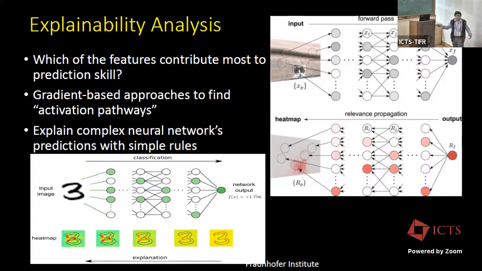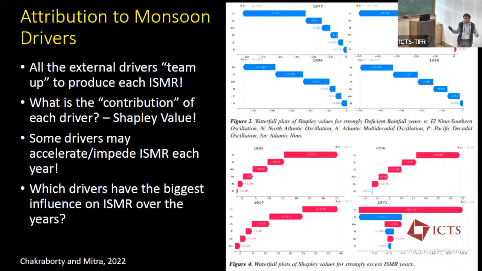Or then there is something known as explainability analysis, which basically allows you, when a machine learning model has made a prediction, to understand which parts of the input were vital in making the prediction. So as I said, let's say you have made a forecast of Indian monsoon based on the external drivers. Now you want to solve this attribution problem. Let's say there was one year in which there was a huge excess or huge deficiency of rainfall. Then what do you attribute it to?